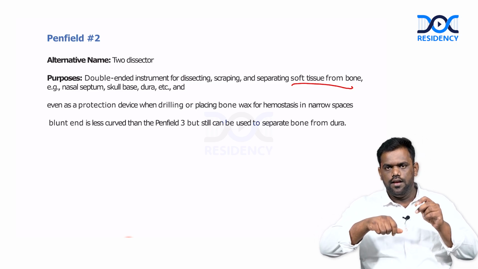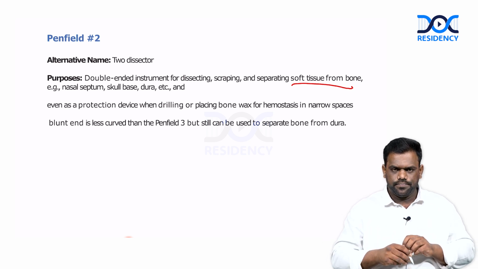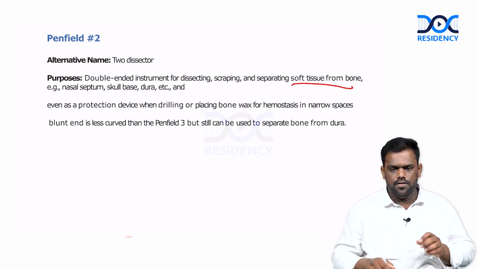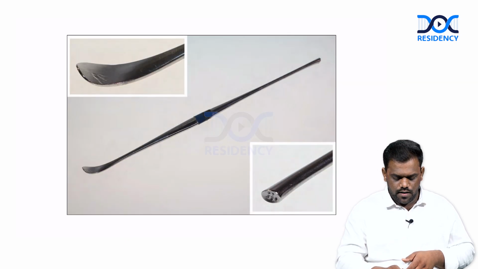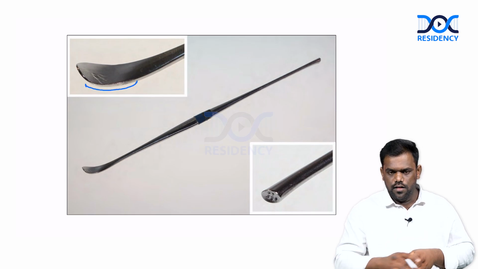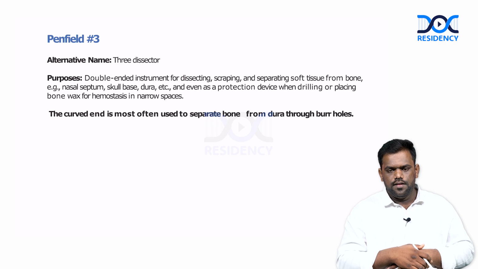Okay, so we can use this Penfield for separating the vital structures. It can also be used to separate bone from the dura. This is another variant of the Penfield where the curvature is a little bit more than the Penfield 2. It's called Penfield 3. These are also double-ended instruments, with the same uses as the Penfield.